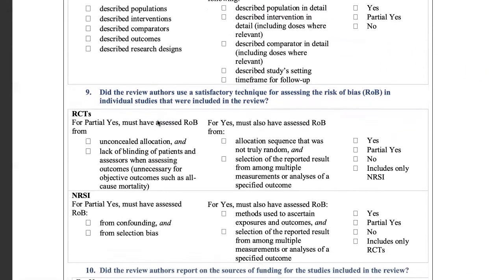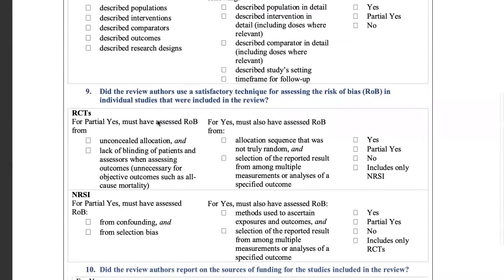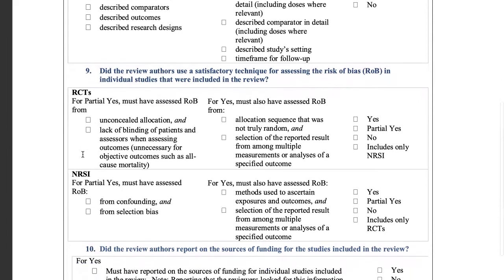Question number 9 is, did the review authors use a satisfactory technique for assessing the risk of bias in individual studies that were included in the review? And here we have 2 options. For RCTs, these are the criteria. And for non-randomized studies, these should be the criteria.